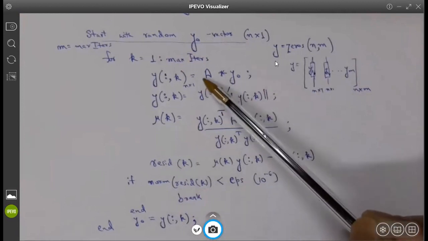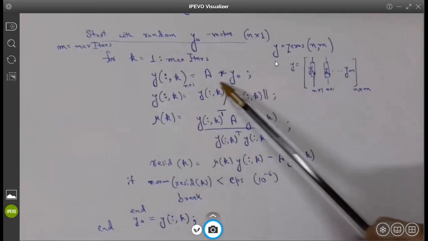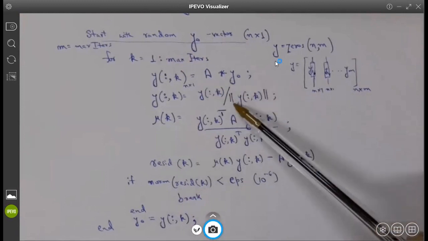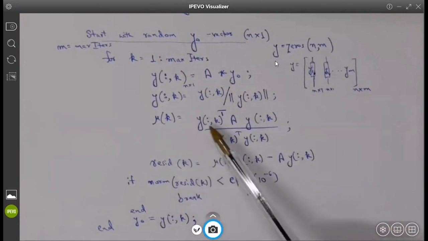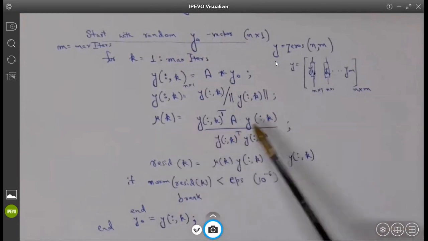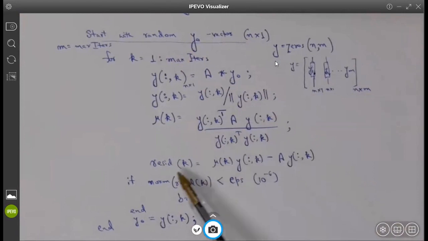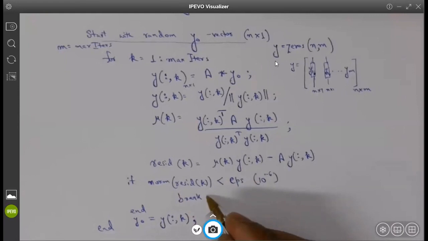So when I take this vector and divide it by its norm, I'm basically making it a unit norm vector. Then I calculate the eigenvalue, which is y transpose A y divided by y transpose y. Then I calculate the residual of this specific term, which corresponds to the error. And if the error is less than the threshold, that means I have reached my eigenvalue. Otherwise, I will continue the iteration.